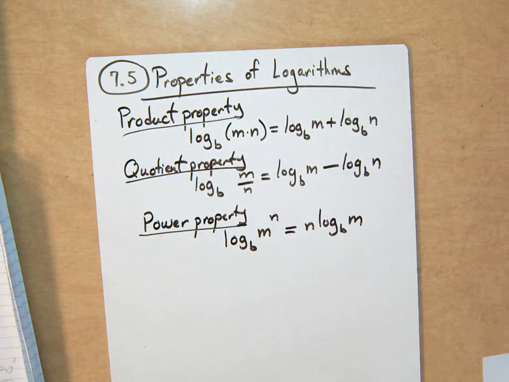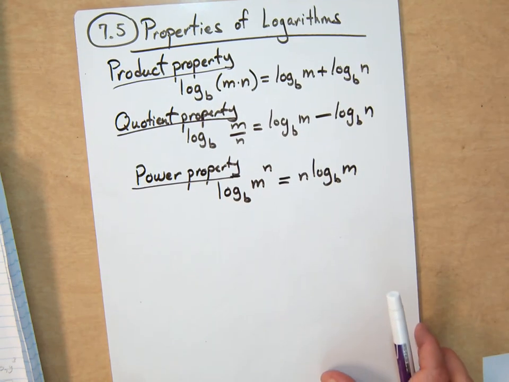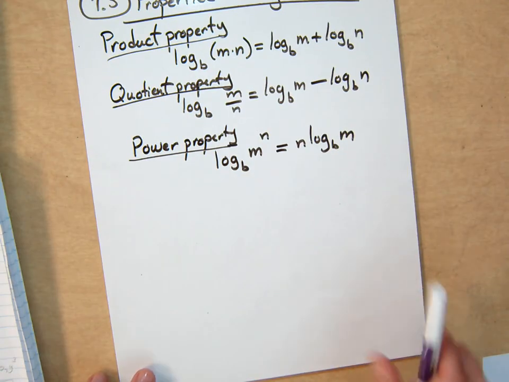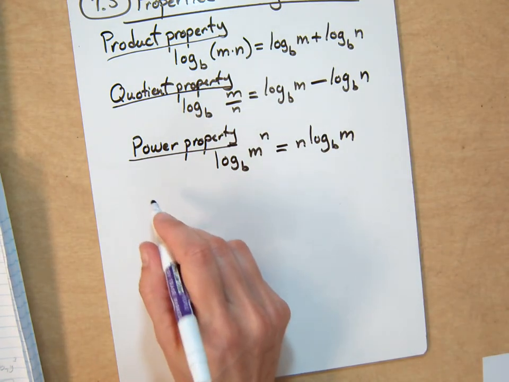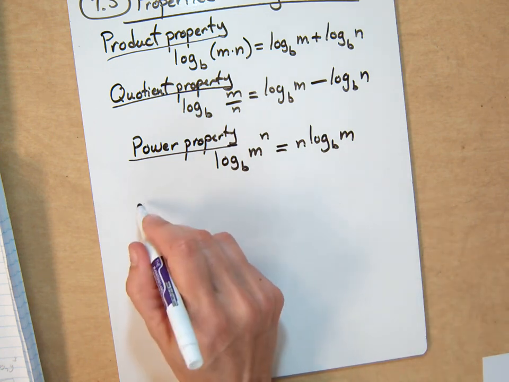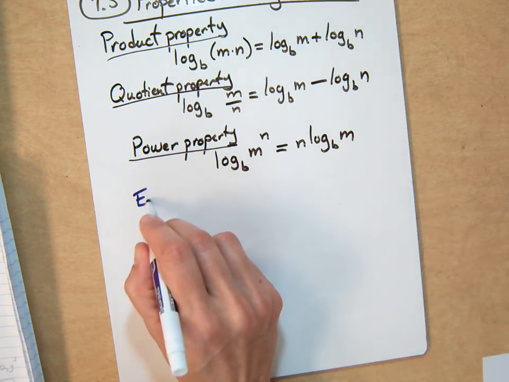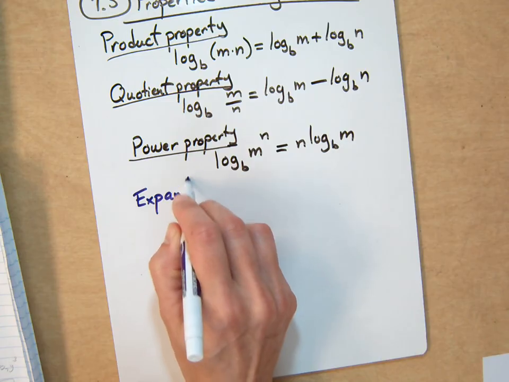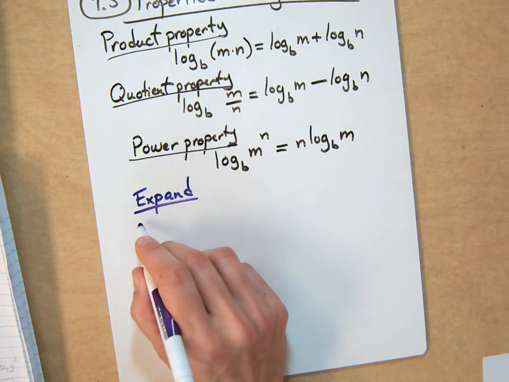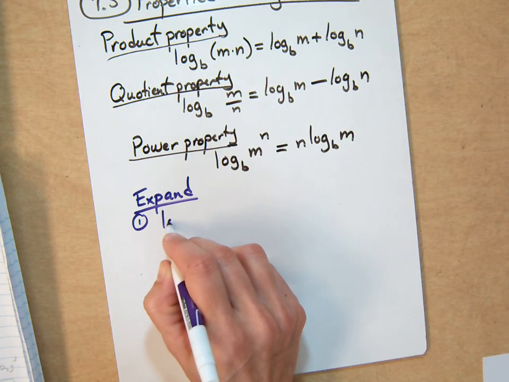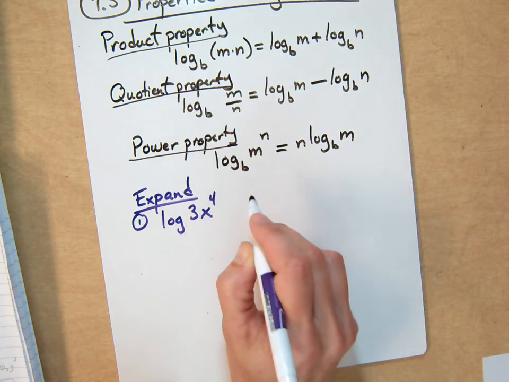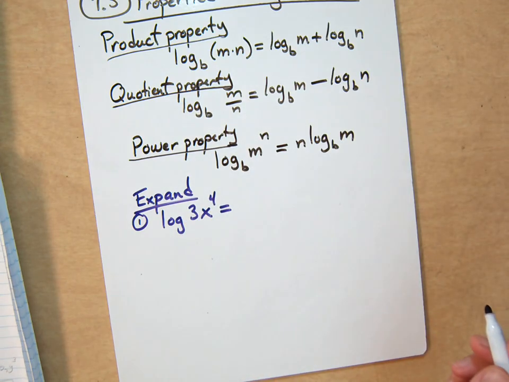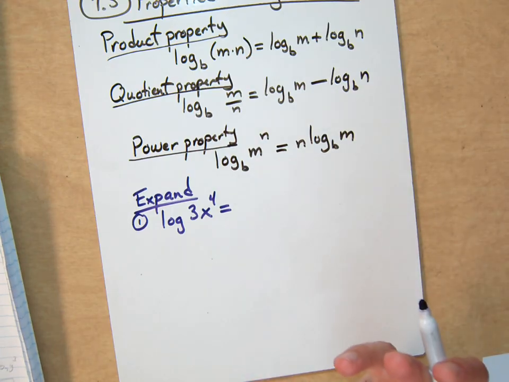So let's do some examples of these three properties, and then we'll look at the change of base formula as well. Let's say we want to expand. We can use these laws to expand or condense expressions. So let's say I have log of 3x to the 4, and I want to expand it.